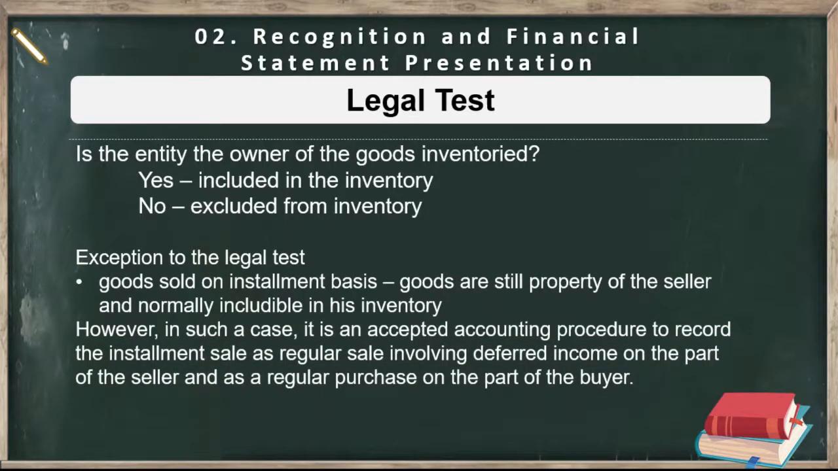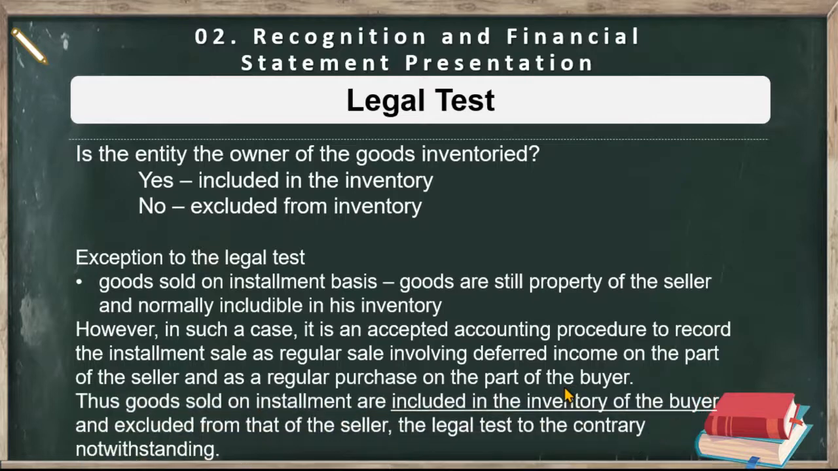However, in such a case, it is an accepted accounting procedure to record the installment sale as a regular sale involving deferred income on the part of the seller and as a regular purchase on the part of the buyer. But in accounting daw, pwede ra nga i-consider ni siya as a regular purchase on the part of the buyer. So thus, the goods sold on installment are included in the inventory of the buyer and shall be excluded from that of the seller, the legal test to the contrary notwithstanding.